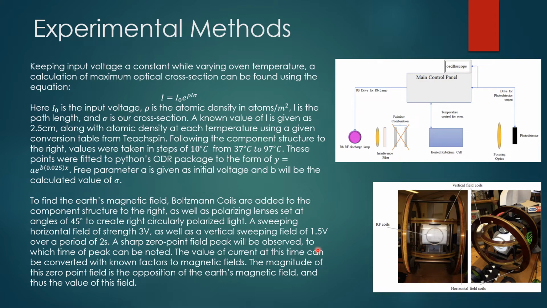To find the Earth's magnetic field, we're going to use these Helmholtz coils in a sweeping manner, so that at a time we'll see a zero-point peak, as well as polarizing lenses set at angles of 45 degrees to create right circularly polarized light that allows for excitation of our electrons. Finding the value of this zero point, we can find the vertical and horizontal components of this magnetic field, and this will be our negation of the Earth's magnetic field and thus the magnitude of the Earth's field here.